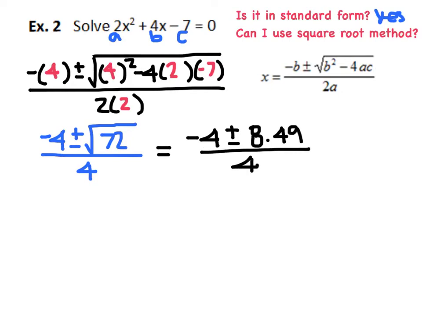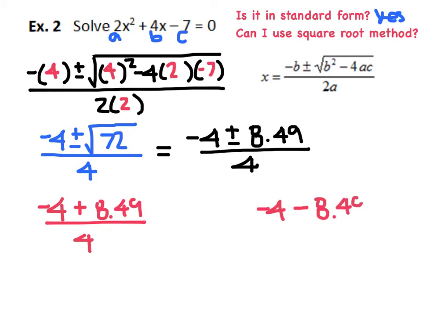Remember here, your problem turns into two problems. I have -4 plus the 8.49 divided by 4, and I have the -4 minus the 8.49 divided by 4. Okay, this is all the work now. You can just pretty much type into your calculator and get your answer.